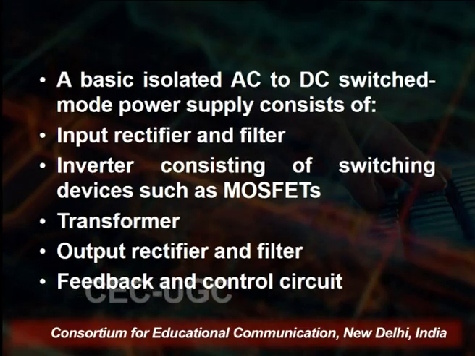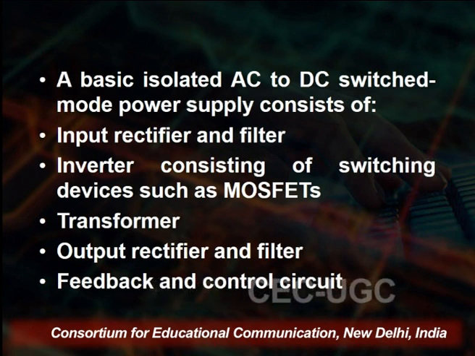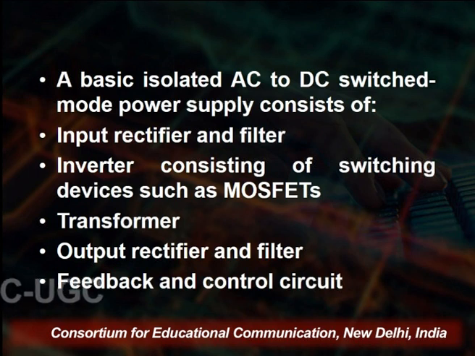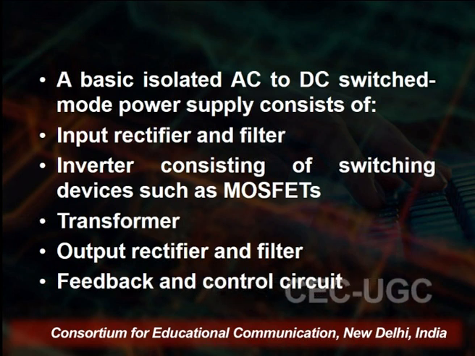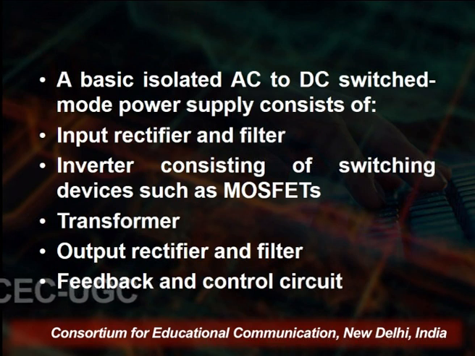A basic isolated AC to DC switched mode power supply consists of what components? First is the input rectifier and filter. Second is the inverter, consisting of switching devices such as MOSFETs. Another device it uses is the transformer. Then the output rectifier and filters. Now the next one, which is very important, is the feedback and control circuit, which is also in switched type devices. So we have these components.